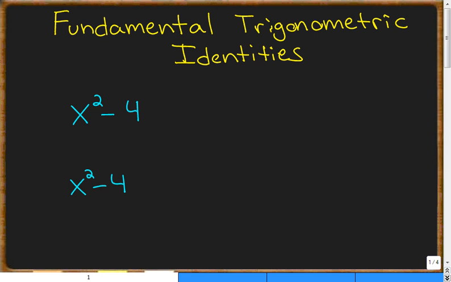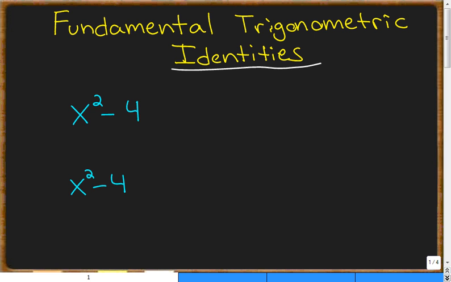When we talk about fundamental trigonometric identities, we want to first understand what it really means to be an identity. An identity represents an equation for which every value supplied works. So that's different than just an equation, and I'll explain why.